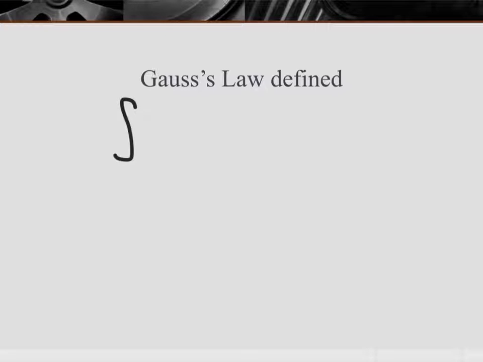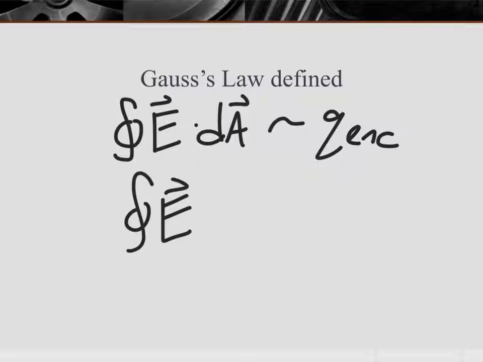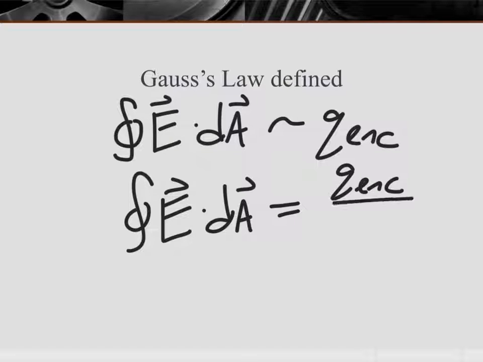Therefore, the flux is proportional to the charge enclosed. And from experimentation, we get Gauss's law, or the integral of E dot dA is equal to Q enclosed over epsilon sub 0.